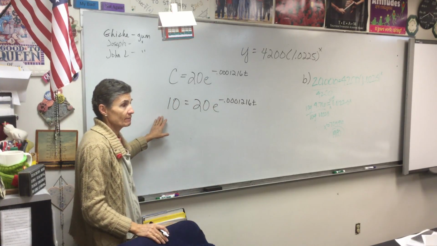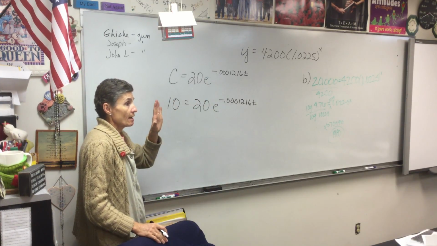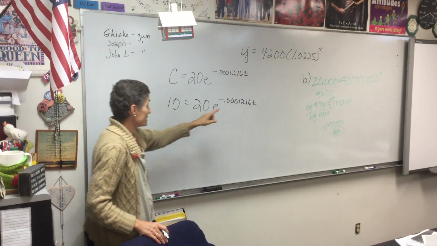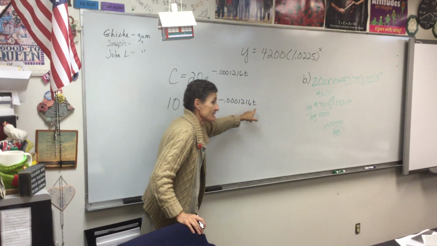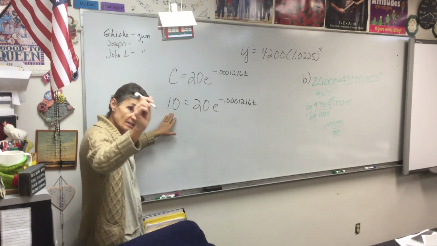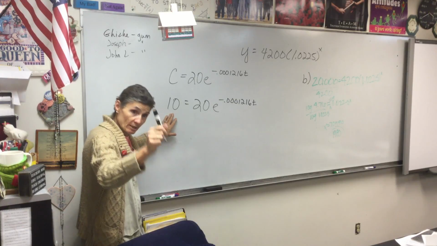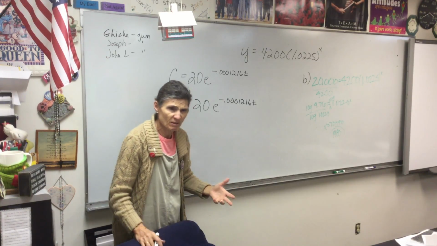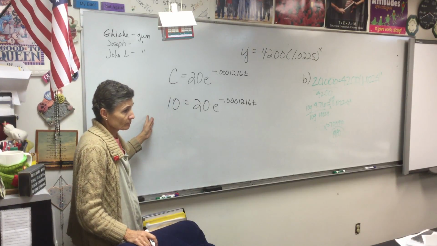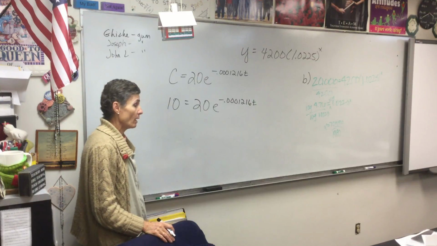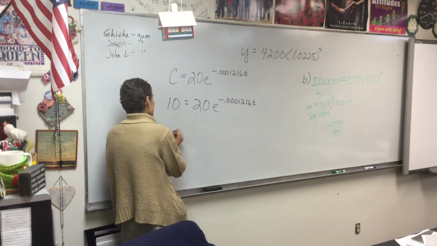10 grams of it because it's starting with 20 and I want to know how long it takes, what's T, to get me down to 10. If I started with 14, Mallory, you're exactly right, I would want to end up with 7. But carbon 14 is the name of the thing, not the amount of it. All right, so I need to solve this. So what am I going to do? Step 1, divide by 20. That's easy.